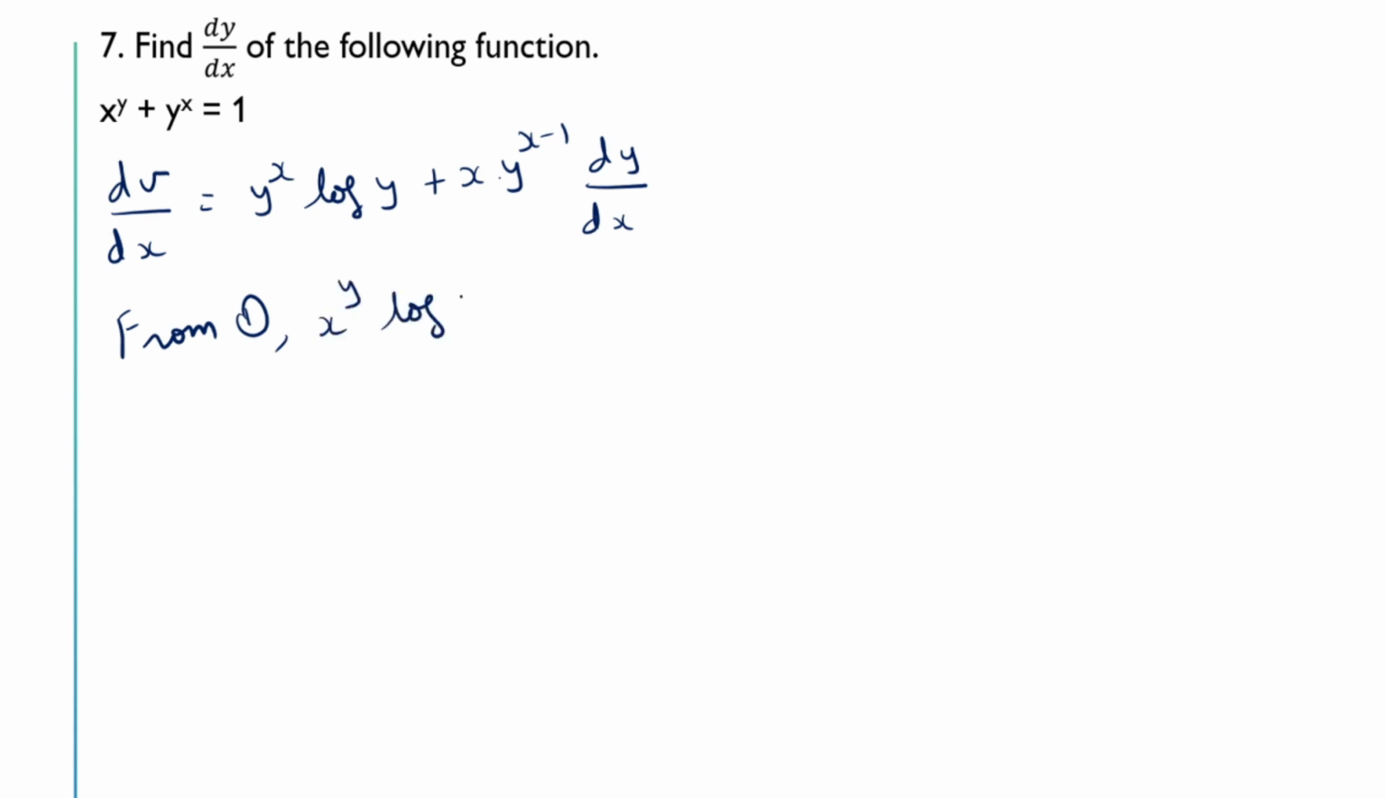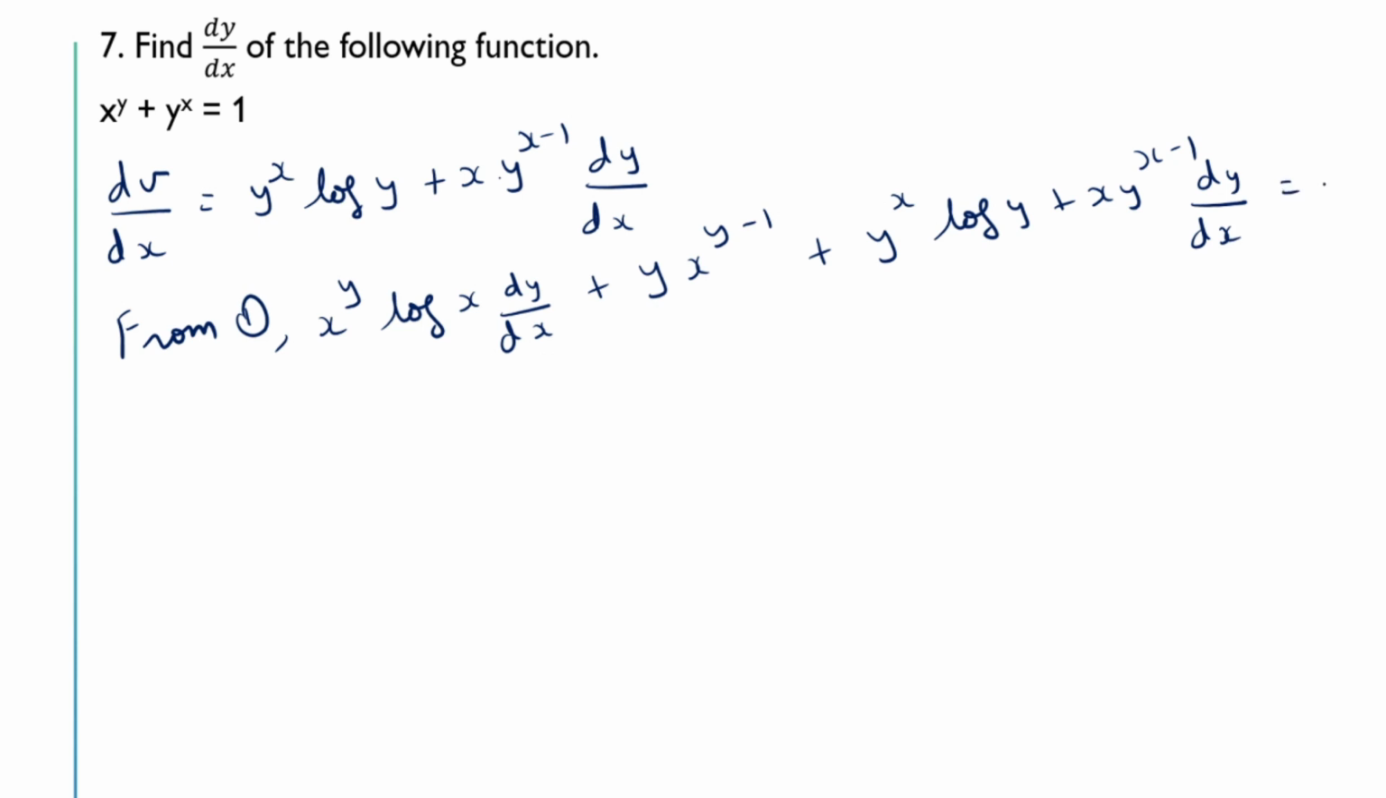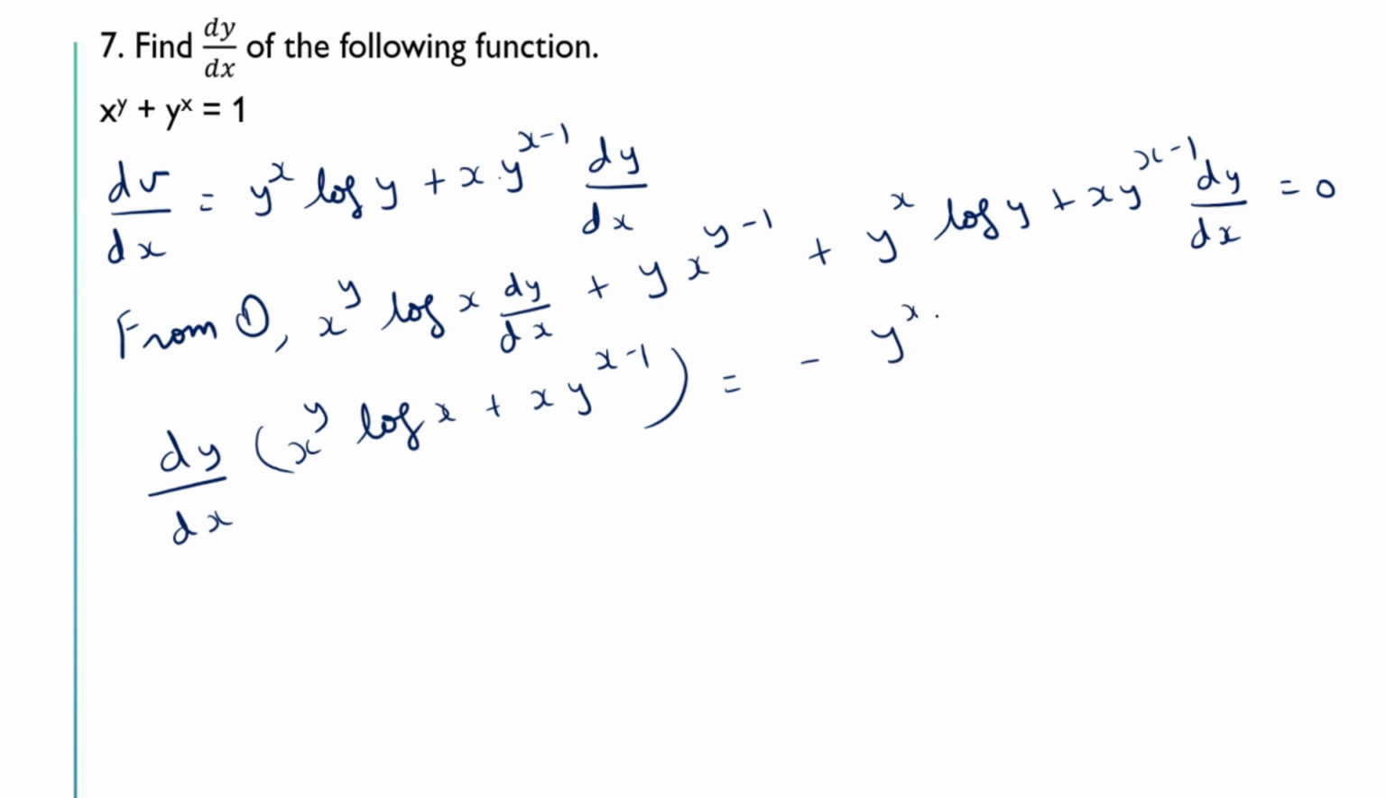So du by dx is x raised to y log x dy by dx plus y into x raised to y minus 1, plus dv by dx is y raised to x log y plus x into y raised to x minus 1 dy by dx equal to 0. Or we have dy by dx into x raised to y log x plus x into y raised to x minus 1 equal to minus of y raised to x log y plus y into x raised to y minus 1.